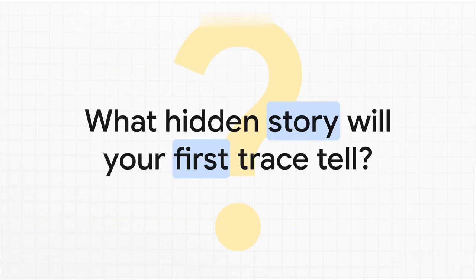So, I'll leave you with this question. Every single request that flows through your system has a story. It's a journey, right? It's got twists and turns and all these hidden delays. By just flipping on tracing, you're finally giving those stories a voice. So what's it going to be? What hidden performance bottlenecks, or secret errors, or surprising connections are you going to uncover when you look at your very first trace?